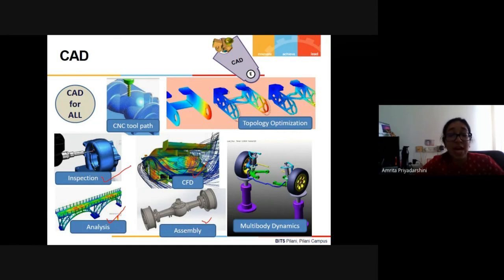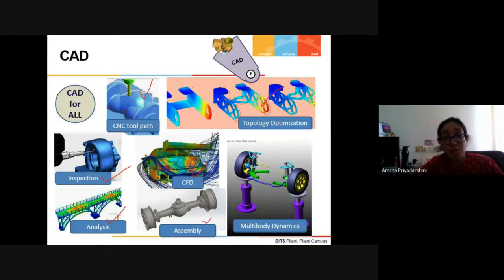Inspections. So we have coordinate measuring machines. In those CMMs also, the input or the starting part is basically a CAD model, the geometry from CAD. The CNC toolpath that we already saw, in that also we require a CAD model. Topology optimization, which I was just telling about in 3D printing, for that also you require a CAD model.